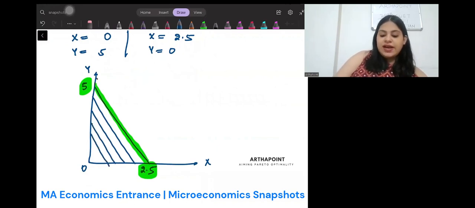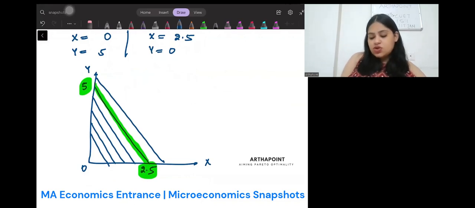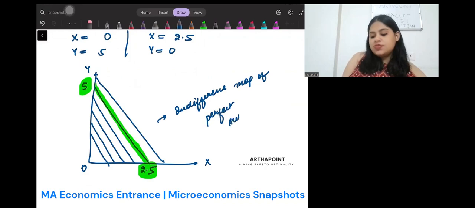But a lot of ICs together is called indifference map. So this can be indifference map of perfect substitutes.